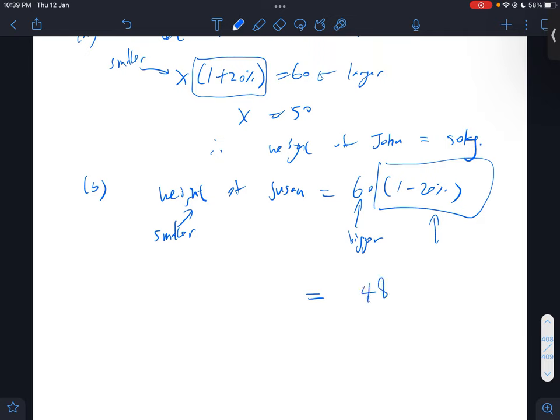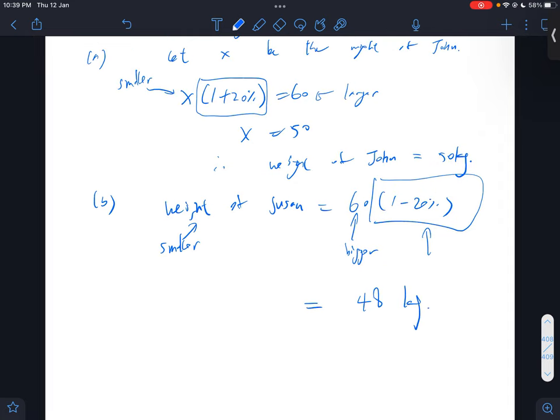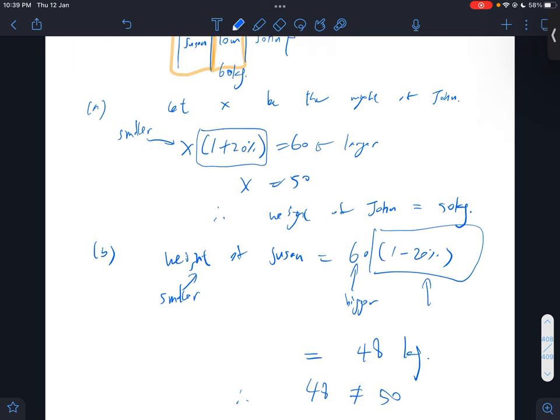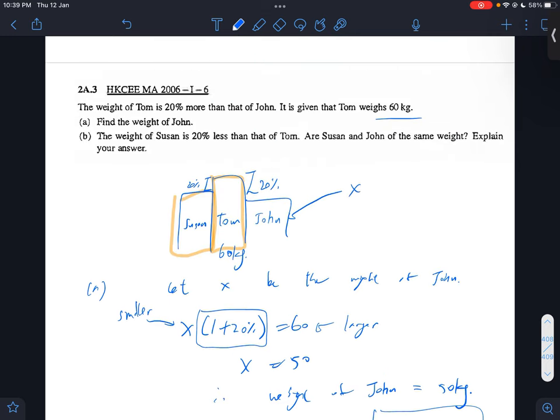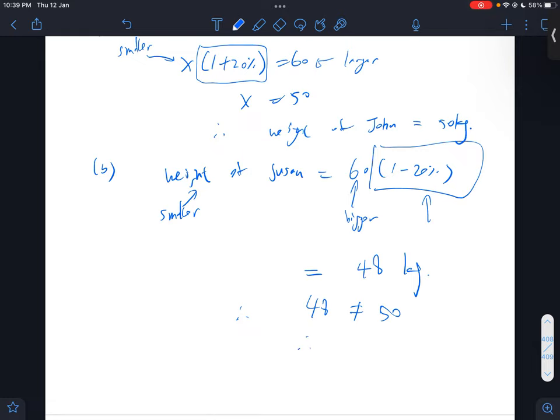Okay, 48 kilograms. Therefore 48 is not equal to 50. The weight of Susan isn't equal to the weight of John, so the answer to this question is no.